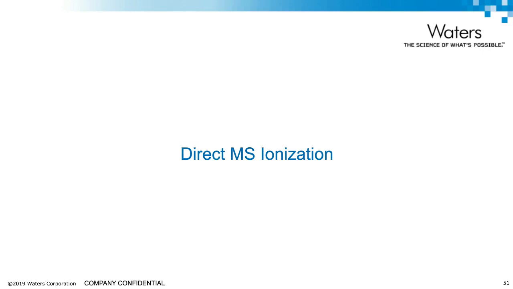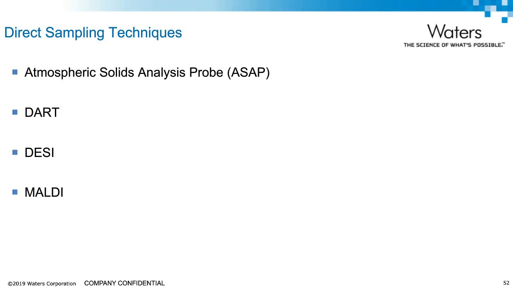These techniques are fast and in many cases require minimal sample preparation, with the exception being MALDI. They can be less useful for complex mixtures and matrices, but do allow a whole range of compounds to be analyzed without an associated separation technique. Quantitation with these methods can be more difficult than those associated with chromatography. And the four techniques we will look at today will be ASAP, DART, DESI, and MALDI.